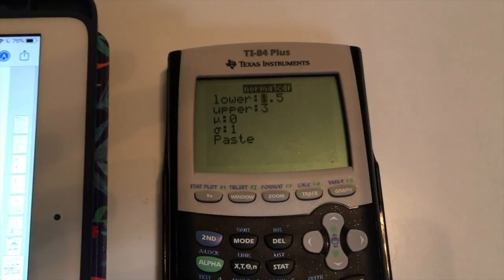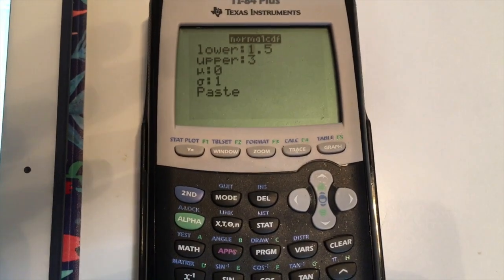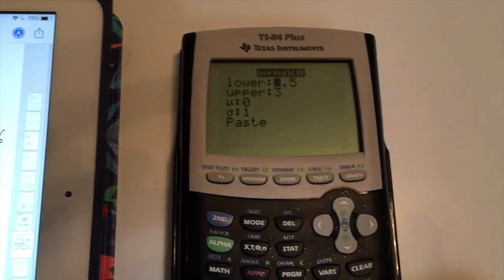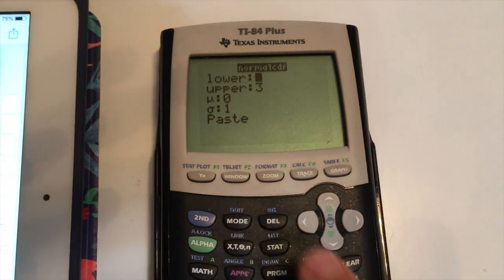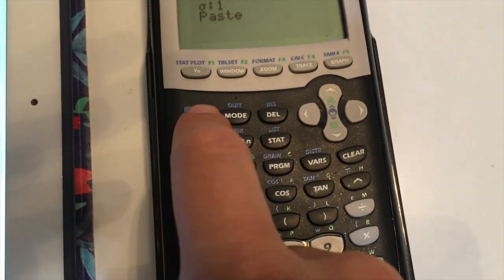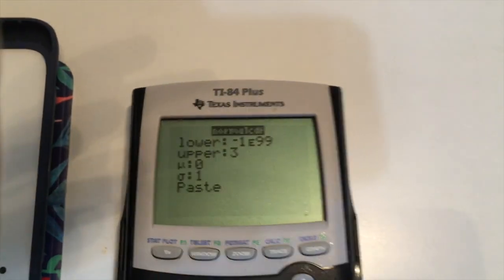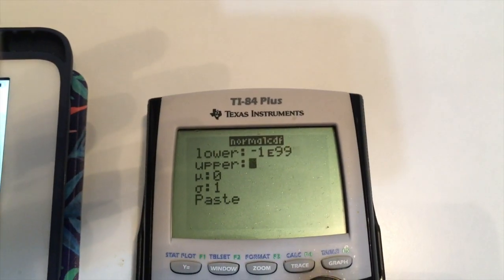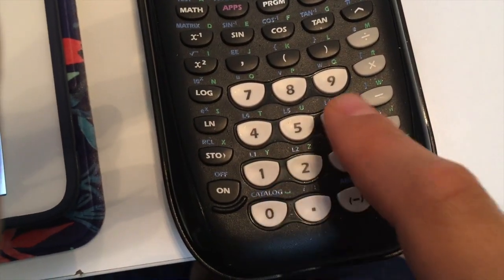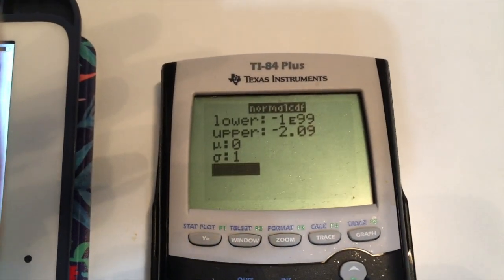Your calculator should ask you for the lower limit and the upper limit, okay? So the lower limit we know is, I'm going to hit delete here, the lower limit is -1. The E is above the comma, that EE right there. So I'm going to do second and then EE and then 99. And this is what it looks like after you put it in. Now this value is going to be -2.09. Go back down to here and you hit paste.